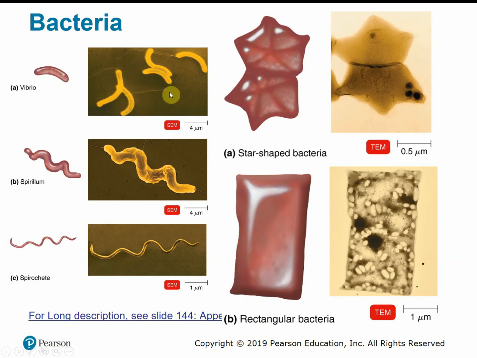So here's your curved rod, Vibrio. Cholera is also a type of Vibrio bacteria. Here are spirillum, spirochetes, star-shaped bacteria, and rectangular-shaped bacteria. These are more common in soil bacteria.